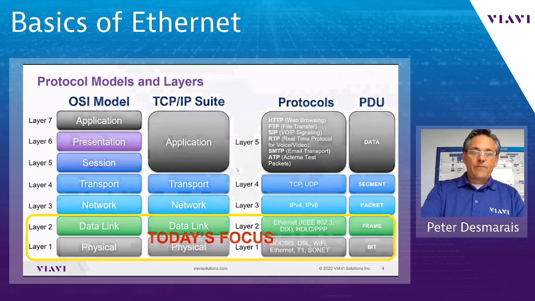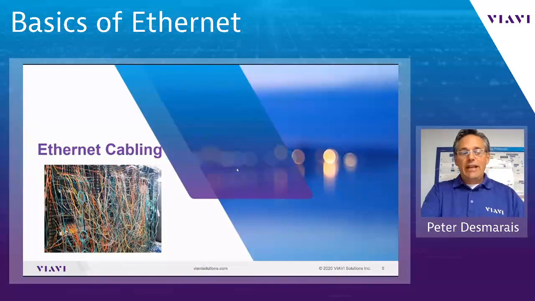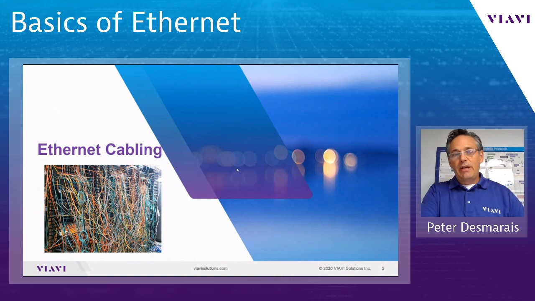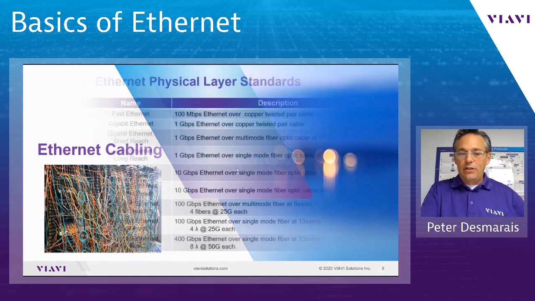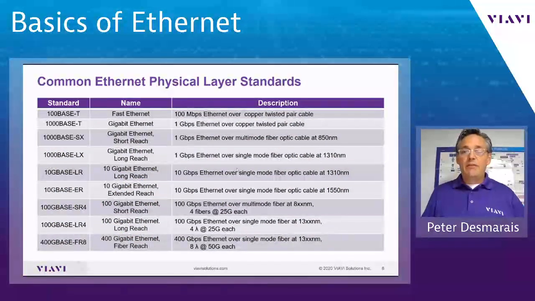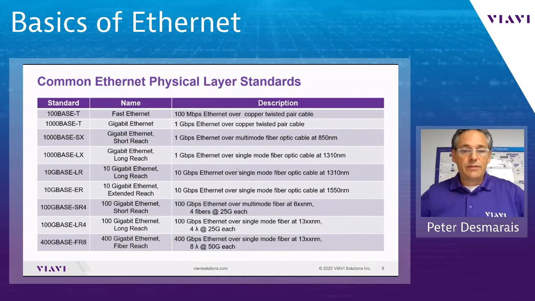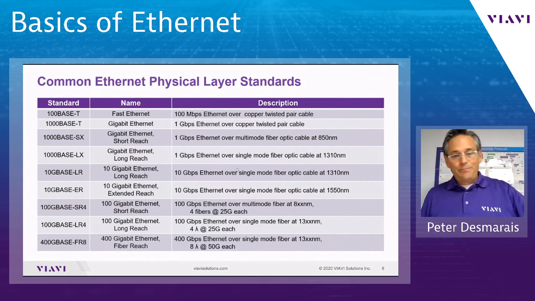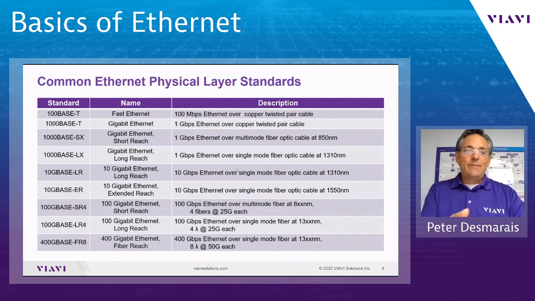So with that, we're going to get into Ethernet cabling. We talked about how it could be fiber, it could be copper. If it was wireless, we'd get into the radio, RF. There are some common Ethernet physical layer standards. We've got a list of the standards, with the name and then the description.